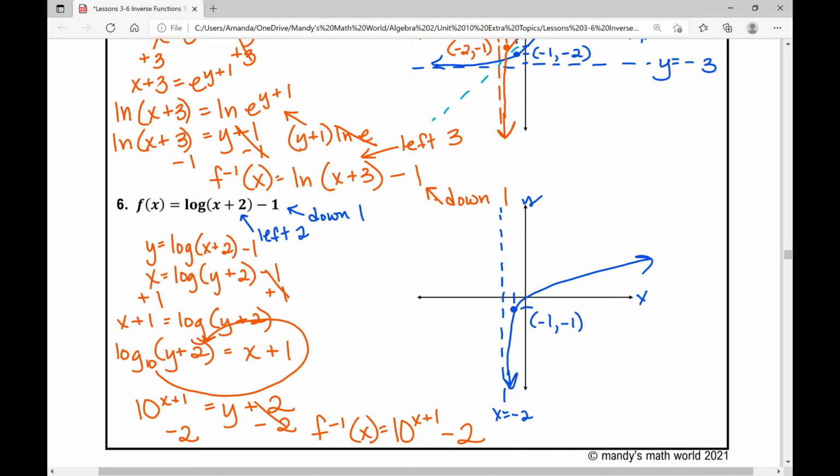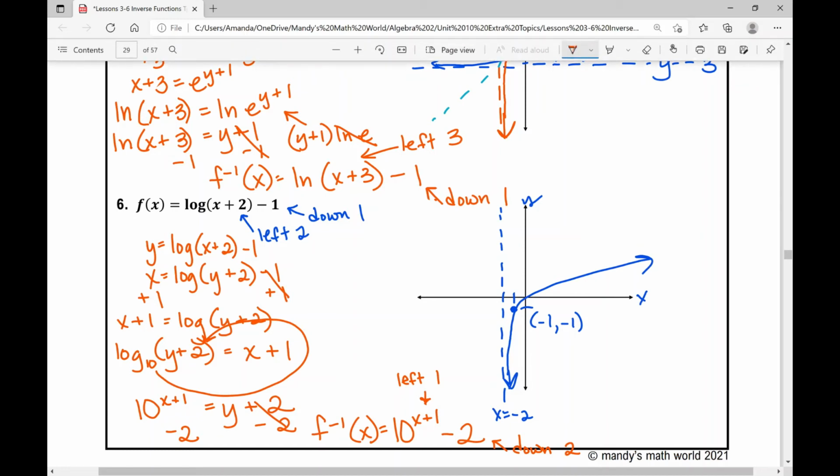So what transformations are applied to that parent function? This is going to move it left 1. This is going to move it down 2. I know that the vertical movement of down 2 is what's going to affect the horizontal asymptote. So instead of the asymptote being on the x-axis at y equals 0, we're going to move it down 2, and it's going to be y equals -2.